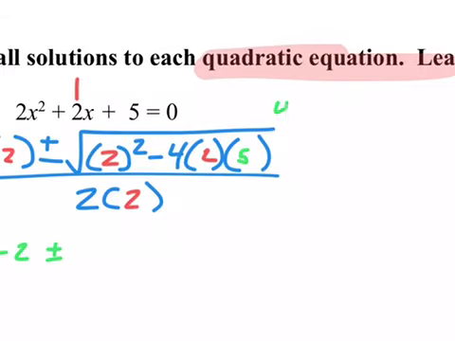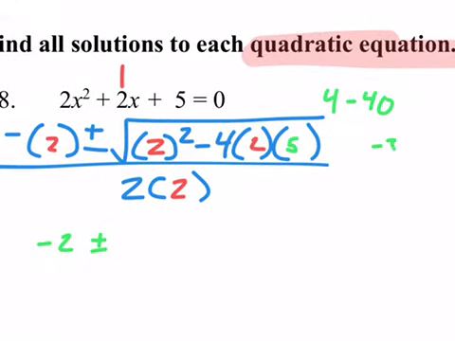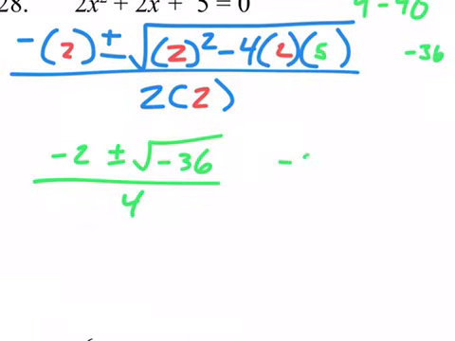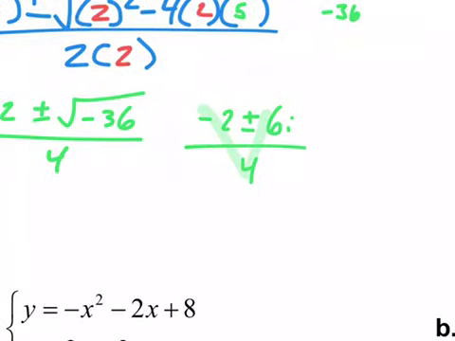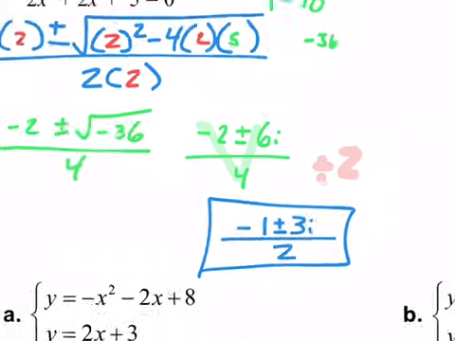All this under the square root would be 2 squared to get a 4. 4 times 2 is 8. 8 times 5 is 40. So we have a 4 minus 40. It's going to give us a -36 underneath that square root all over 4. We know the square root of -36. It's 6 with an i. All right, then we can divide both of these simultaneously by 2's. And we will get here -1 plus or minus 3i all over 2. And that's as far as I can take that one there.